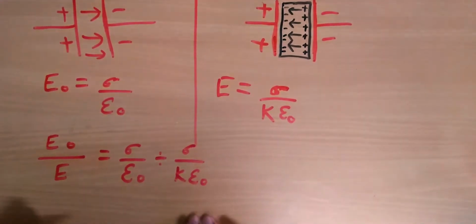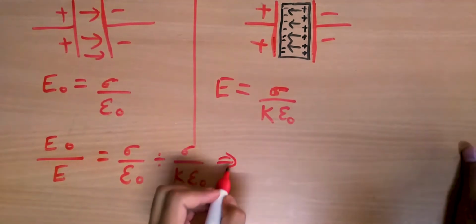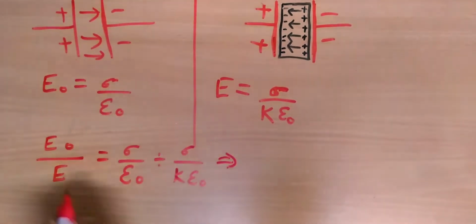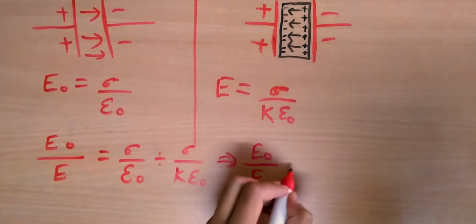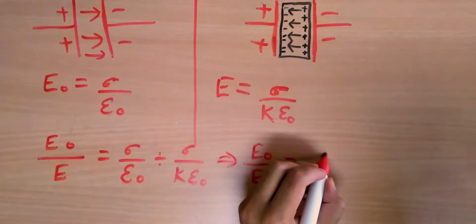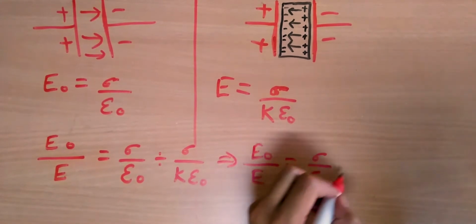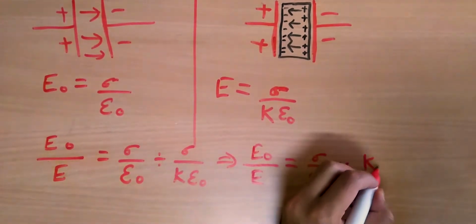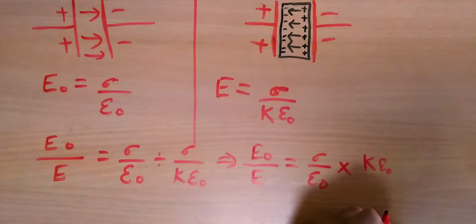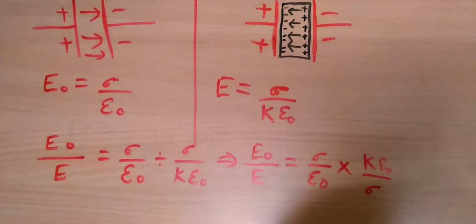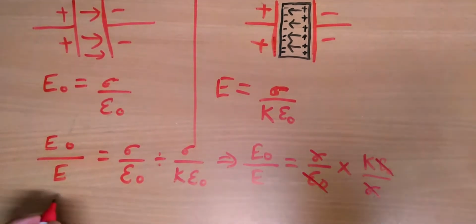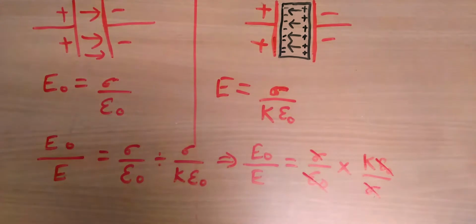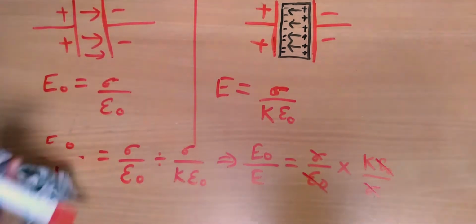And now if I solve this further, I can write that E naught upon E equals sigma upon epsilon naught into k epsilon naught upon sigma. Now I can cancel the sigma and the sigma, the epsilon naught and the epsilon naught, and what I'm left with is, well, let me remove this previous step.